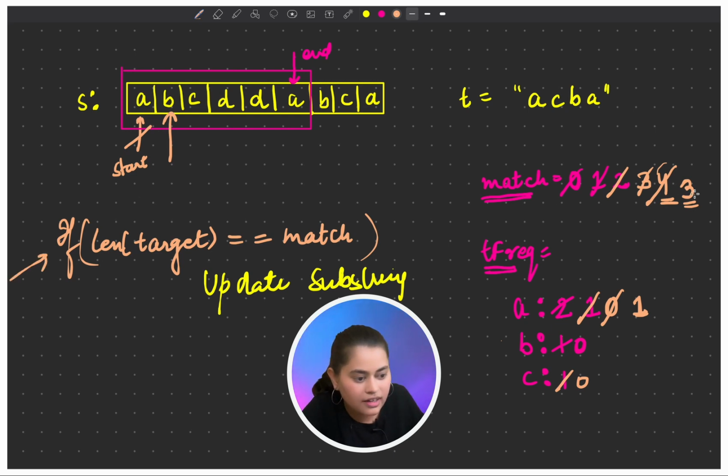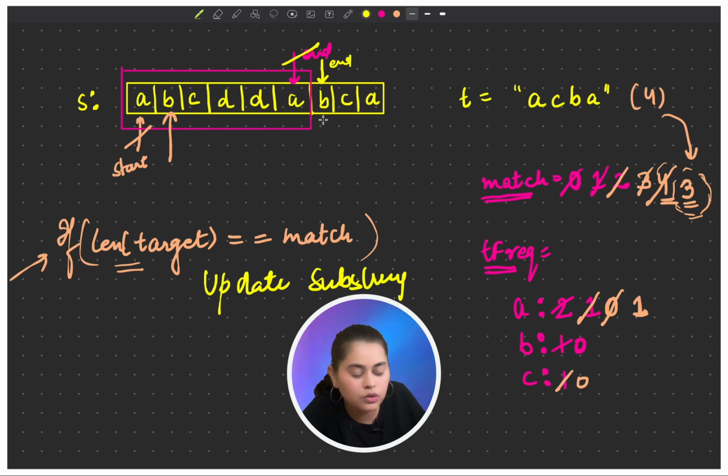Again we will check at this point, is our match variable same as length of target? No, length of target is 4 and match variable is 3. So these are not equal, right? So we'll move ahead. We cannot shrink our window further, so we'll increment our end pointer.